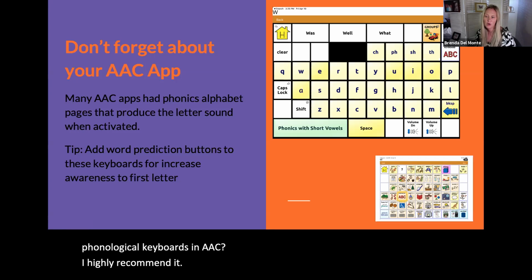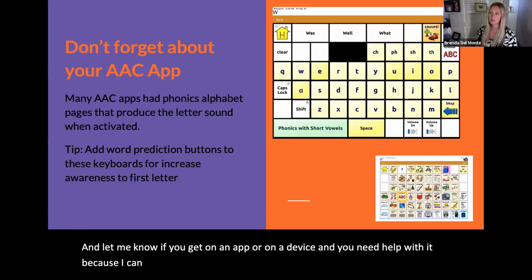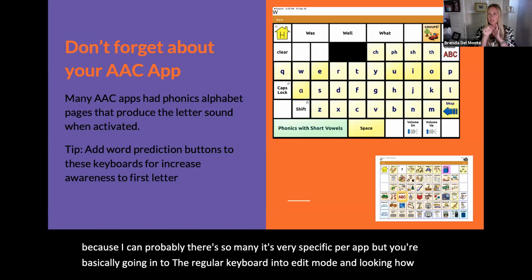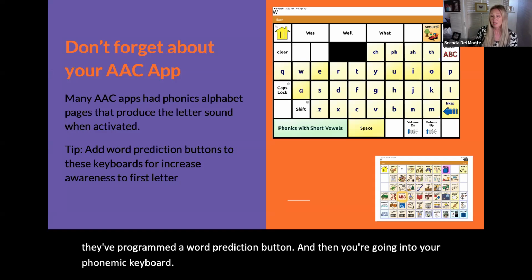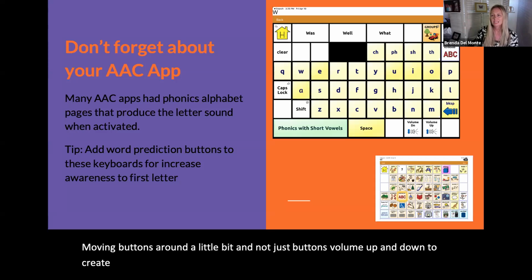And let me know if you get on an app or on a device and you need help with it, because I can probably help. It's very specific per app, but you're basically going into the regular keyboard, into edit mode, and looking at how they've programmed a word prediction button. And then you're going into your phonemic keyboard, moving buttons around a little bit, not just buttons like volume up and down, to create that, and assigning the same assignment.